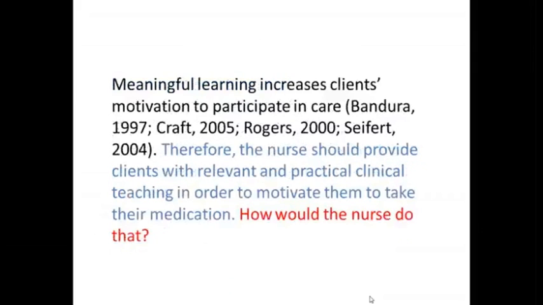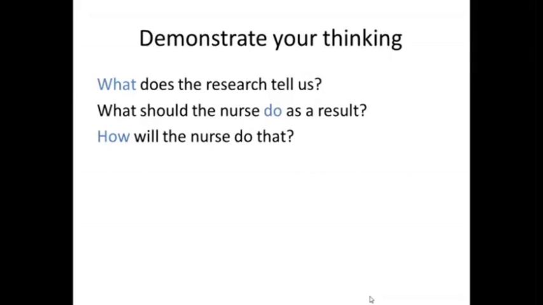Okay. You may also provide your link to practice in a separate sentence. Here's an example. In this case, the second sentence, therefore the nurse should provide clients with relevant and practical clinical teaching in order to motivate them to take their medication, is the student's link to practice. The student may go on to say how the nurse could accomplish this. The importance of a literature review is to demonstrate your thinking. What does the research tell us? What should the nurse do as a result if you're linking it to practice? And how will the nurse do that?